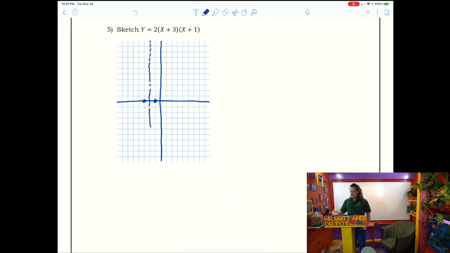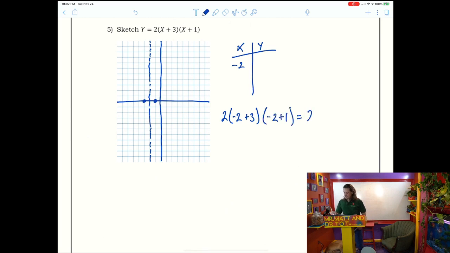So I'm going to evaluate the function, or the equation, for negative 2. So we're going to get 2 times negative 2 plus 3 times negative 2 plus 1. That's going to be 2 times 1 times negative 1. That's going to be negative 2. So then we can connect our points together, and overall the function would look something like this.